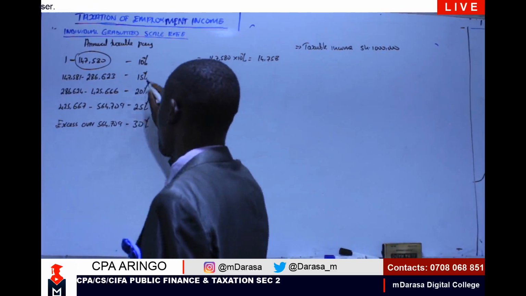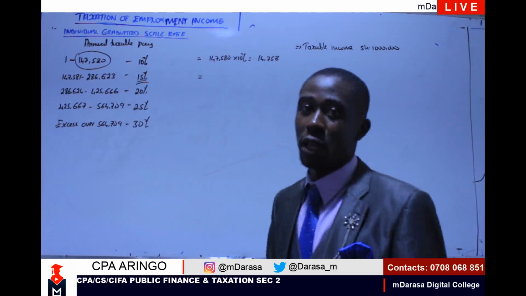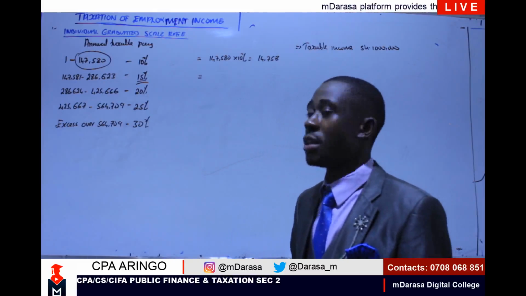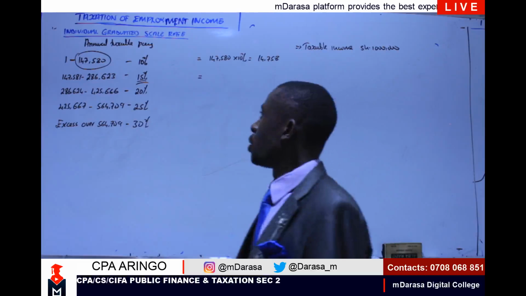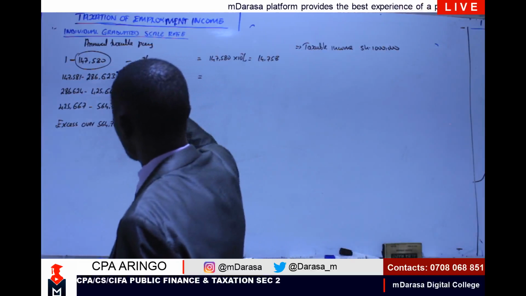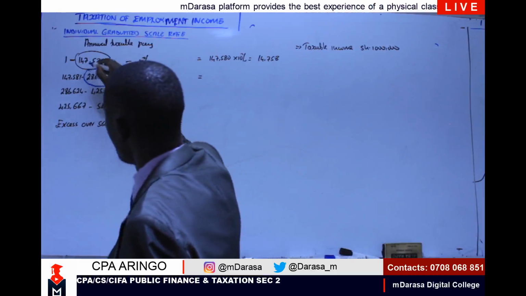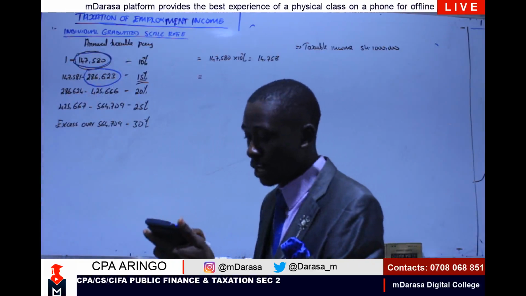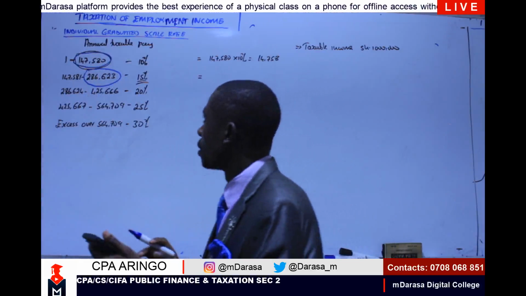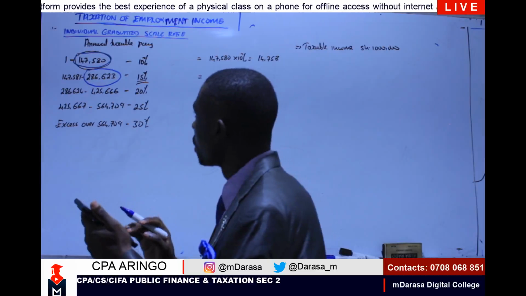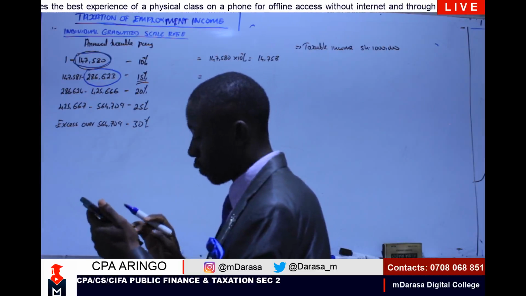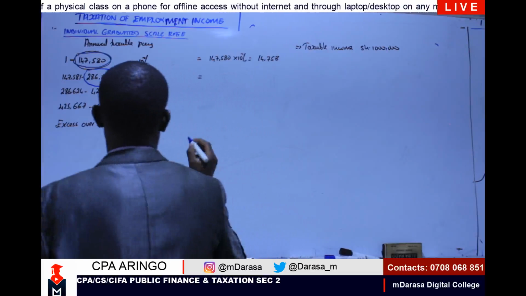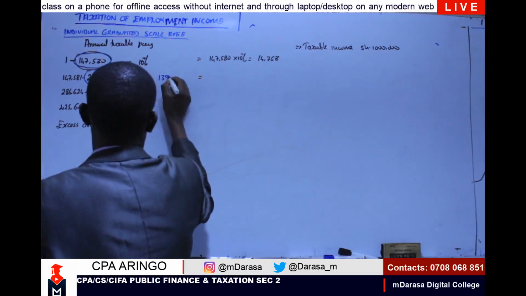The next bracket is at 15%. But the question is, how much are we going to subject to 15%? This is how you are going to work it out, my good students. You are going to take the difference of the two. I'll be taking 286,623 minus 147,580 to give me a figure of 139,043.